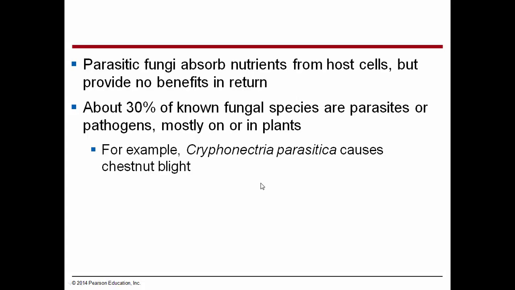Parasitic fungi absorb nutrients from host cells but provide no benefits in return. About 30% of known fungal species are parasites or pathogens, mostly on or in plants. For example, Cryphonectria parasitica causes chestnut blight. There used to be chestnut trees all across the eastern part of the United States. They were a vital part of the economy, and people used to let their pigs run wild, and they would feed on acorns and chestnuts. But then this blight came over about 150 years ago or so, and it wiped out all of the chestnut trees. So it is a pathogenic parasite. It destroyed the chestnut trees.